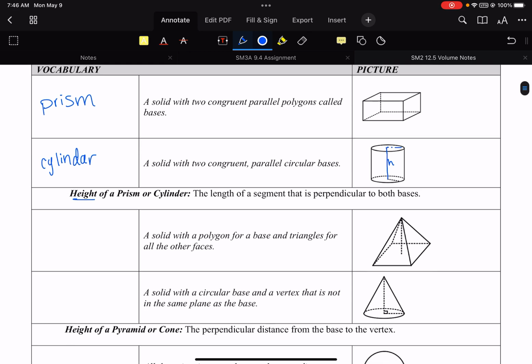A solid with a polygon for a base and triangles for all the other faces is called a pyramid. Pyramids are going to have a point on them. And then the next one is a cone. It's kind of like a pyramid, but now the base is a circle. And again, both pyramids and cones have a height as well. That's where you connect the top or the point of the pyramid straight down, so it's perpendicular to the base. So you can see the height drawn in on both of these.